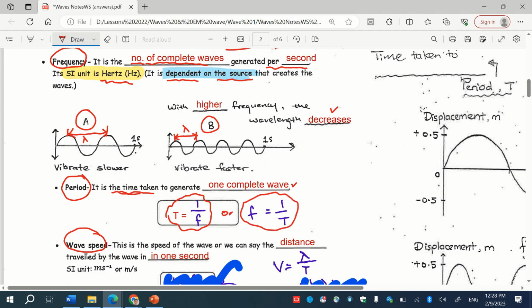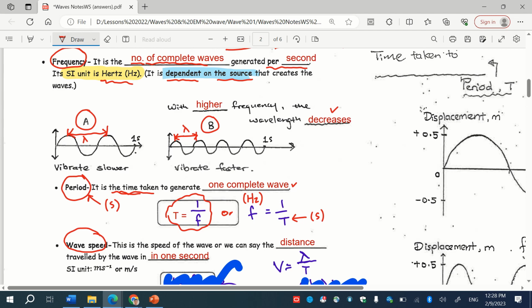Period is T, measured in seconds. When you take 1 over seconds, you get hertz. When you take 1 divided by the period in seconds, you will get the frequency in hertz.